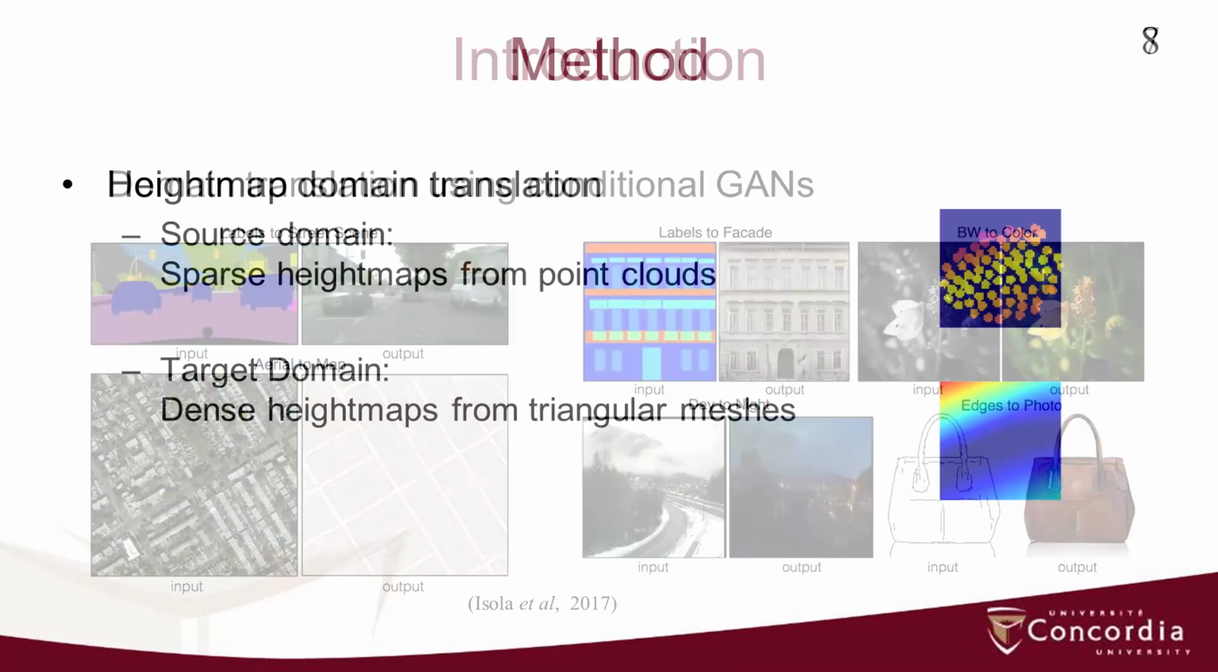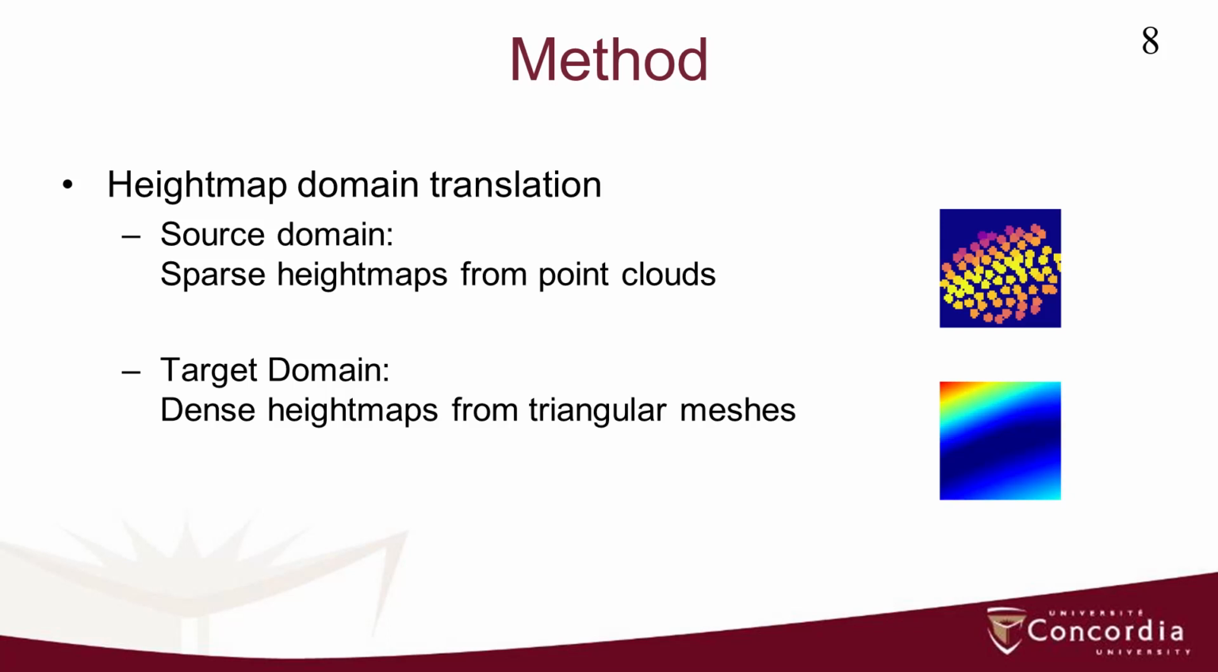Now, coming back to our 3D reconstruction problem, we are trying to reconstruct detailed 3D surfaces from point clouds. We can bridge the gap between these two domains, point clouds and 3D surfaces, by representing local neighborhoods as height maps. Point cloud neighborhoods are represented as sparse height maps, while 3D surface neighborhoods are represented as dense height maps. We can now train a conditional GAN to perform domain translation between sparse and dense height maps.